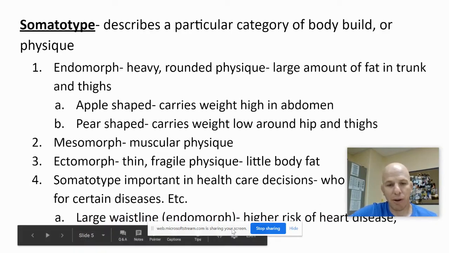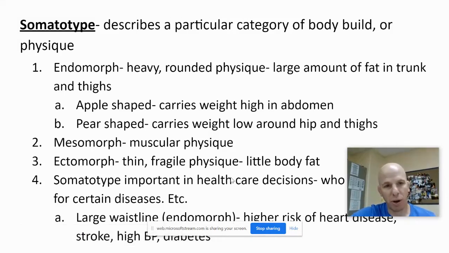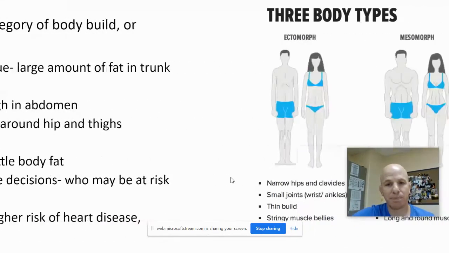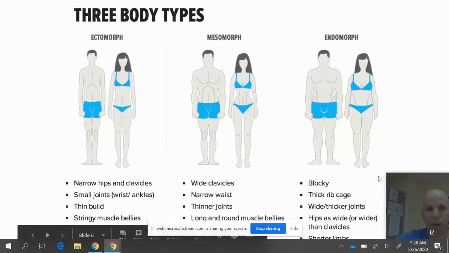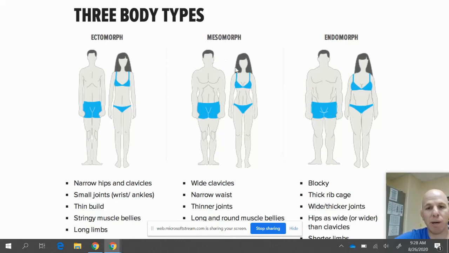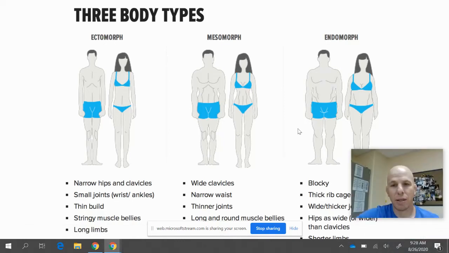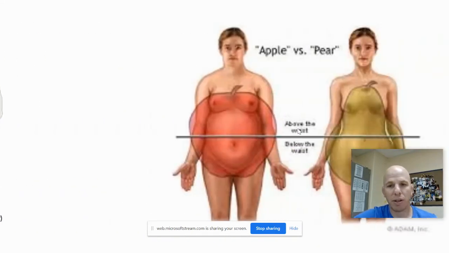So for example, endomorphs sometimes have a higher risk of heart disease, stroke, high blood pressure, diabetes. That would be something a doctor looks for when an endomorph comes into their office. All right, so here are some pictures. I'm not going to read through all these, but I have an ectomorph, or very skinny, on the left, mesomorph, very muscular, then endomorph, carrying a little more weight, possibly in the abdomen or the thighs.